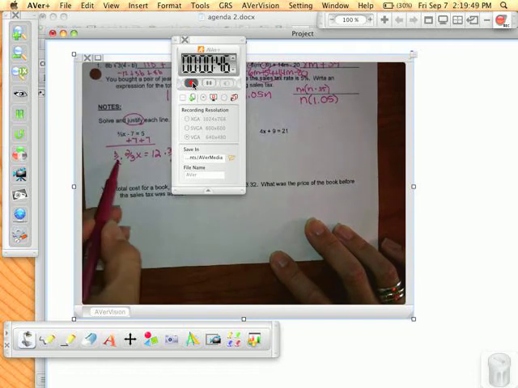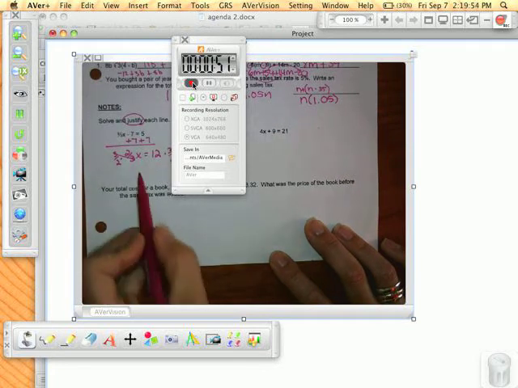This times this is 1. So that becomes irrelevant. That's gone now. And then we have x equals.